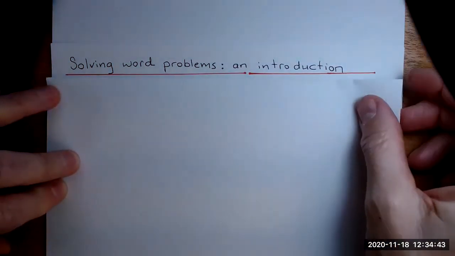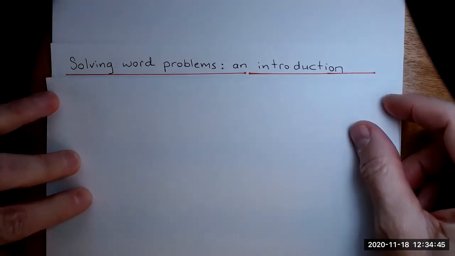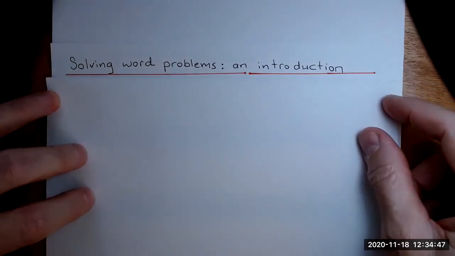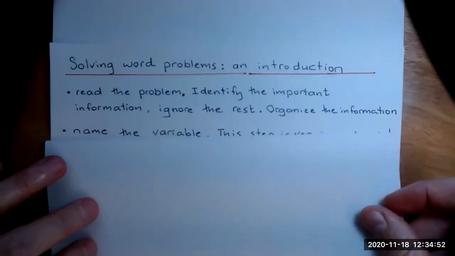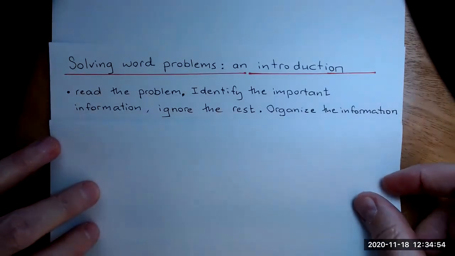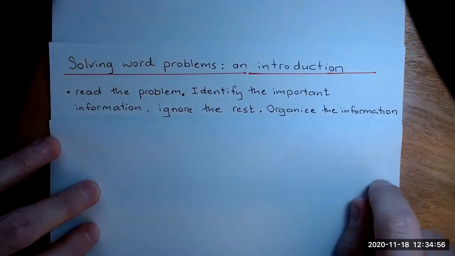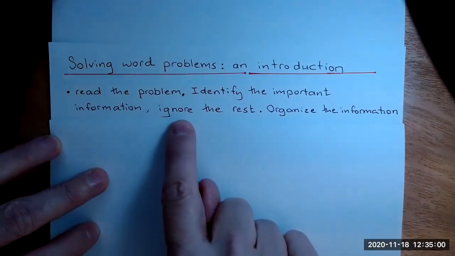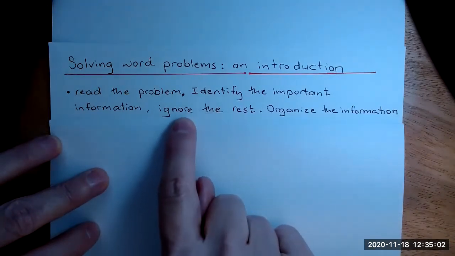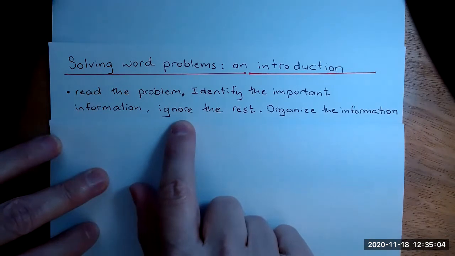All right, solving word problems, an introduction. So before we do some actual problems, let's go over the steps. The first thing you want to do is read the problem and identify the important information. And also you want to identify the unimportant information and ignore it.